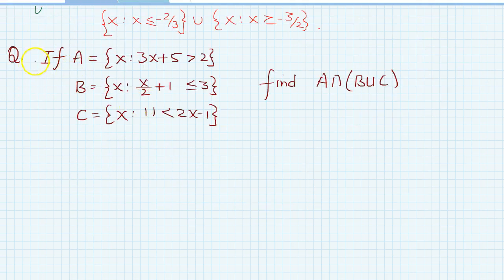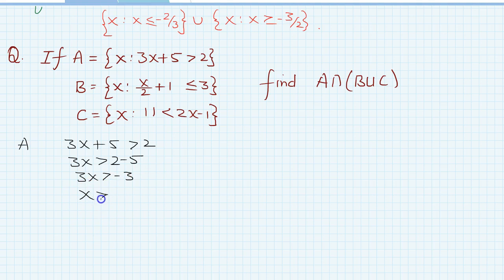So our next question is, if A is this, B is this, C is this, we have to find A intersection B union C. So let's try to find what A is. For A, we have 3x plus 5 is greater than 2. So 3x is greater than 2 minus 5. So 3x is greater than minus 3. Divide both sides by 3. So x is greater than minus 1. That is the first inequality we have got.